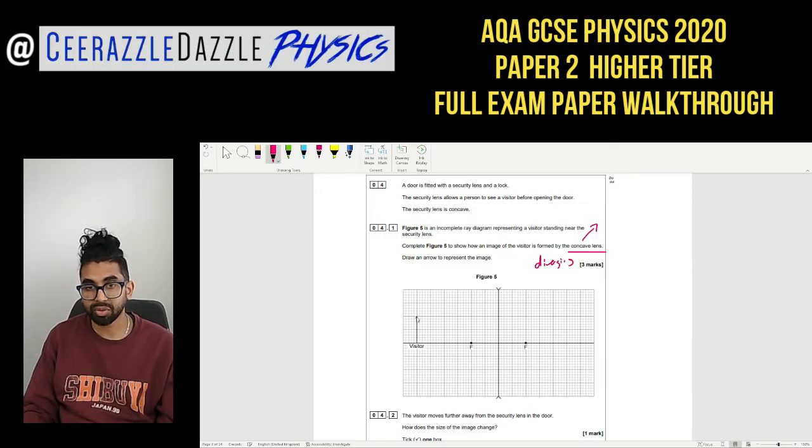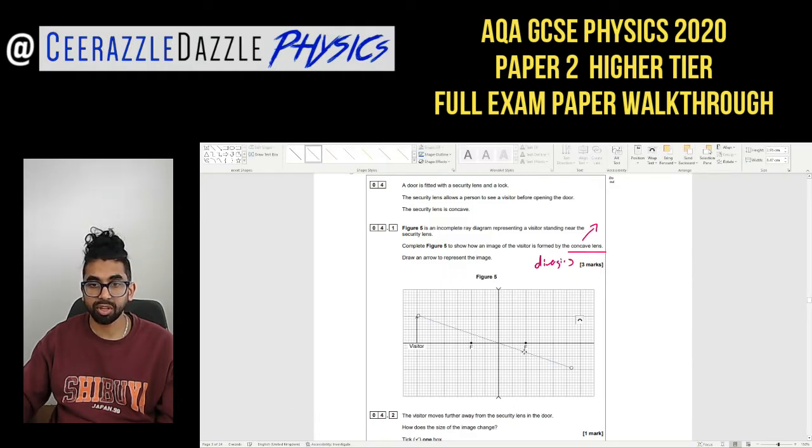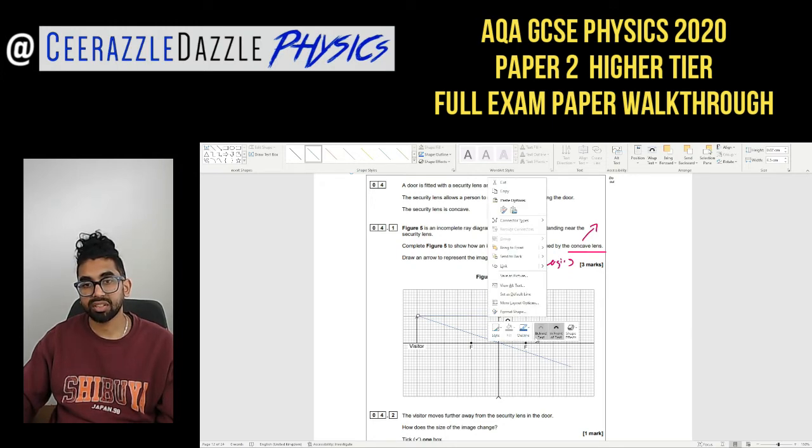So the first ray of light I'm going to draw, I'm going to use a shape for this. Let's just draw a line. So the ray of light, there we go. You draw it from the top of the object, going through the center of the lens. That's your first ray of light over here. Then you draw another ray of light, this one going horizontally across over here. And then I'll just make that red. There we go.